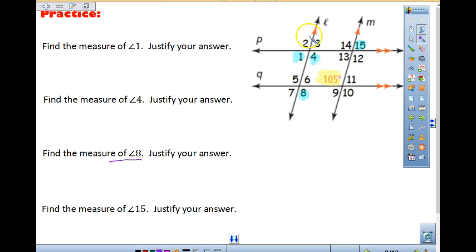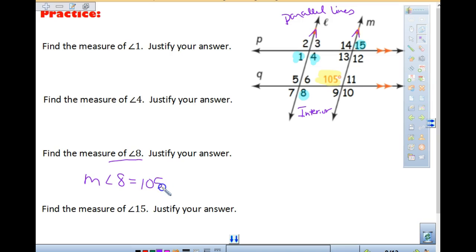These markings right here, when they put those arrows on, that means parallel lines. Anytime you see those the rest of this year, that means you have parallel lines. So these two lines are parallel, and then these ones have the double arrows. That just shows you that lines P and Q are also parallel. In between line L and M, this is my interior, correct? So what do I know the measure of angle 8 has to be? Has to be 105 degrees.